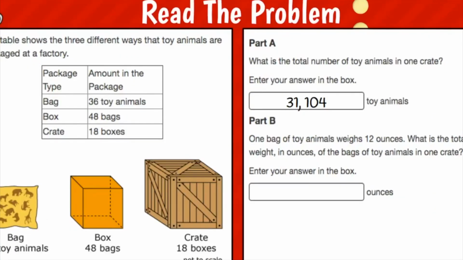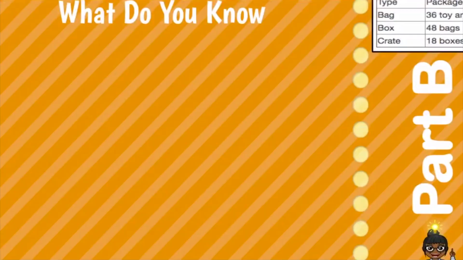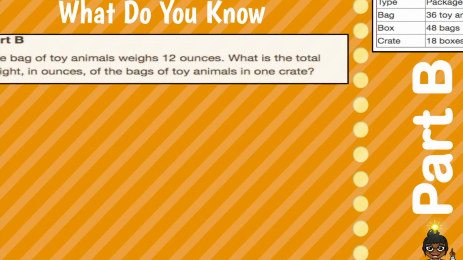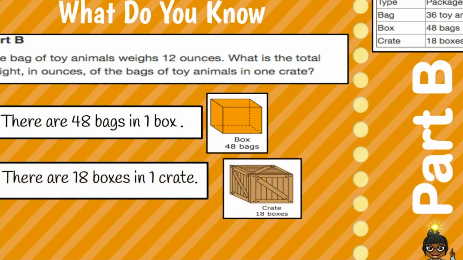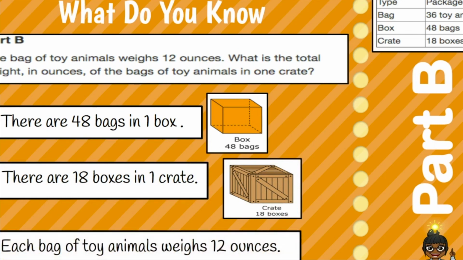Part B says, one bag of toy animal weighs 12 ounces. What is the total weight in ounces of the bags of toy animals in one crate? What do we know? We know the problem is asking us for the weight in ounces of the bags of toy animals in one crate. We know there are 48 bags in one box. There are 18 boxes in one crate. And each bag of toy animals weighs 12 ounces.